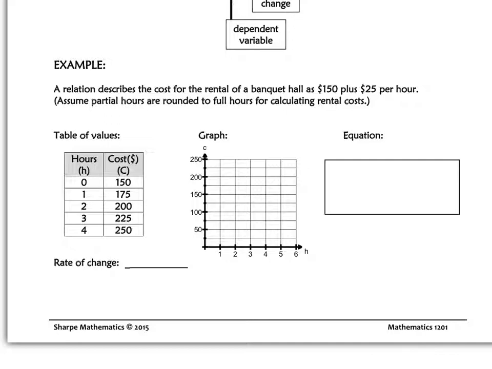So if you look at our table of values, you can see that as the hours go up by 1 every time in our table, the costs are going up by 25.